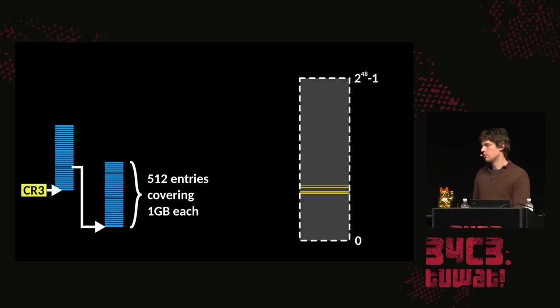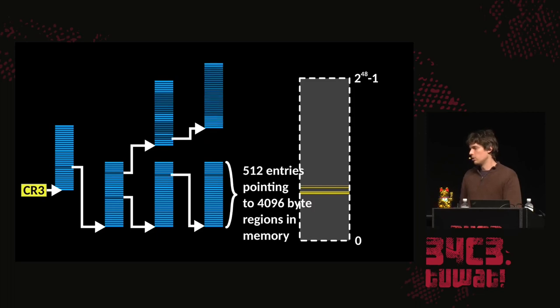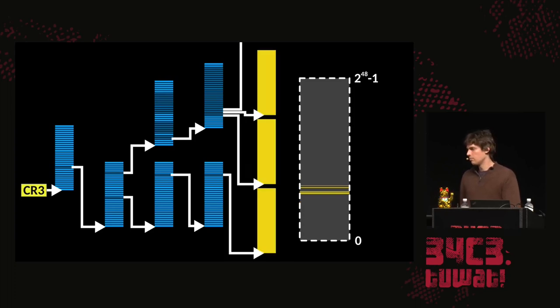The next level, so there could be 512 entries, but they don't have to be, divides the address space into 1 gigabyte chunks, then into megabyte chunks, and then lastly into 4 kilobyte chunks, which is the granularity of a page. So each entry in there points to a memory page, a physical memory page.